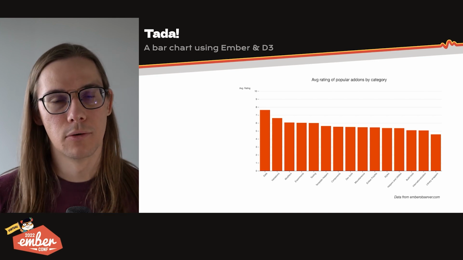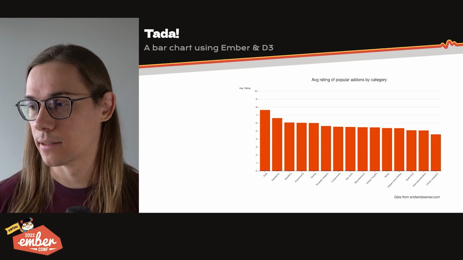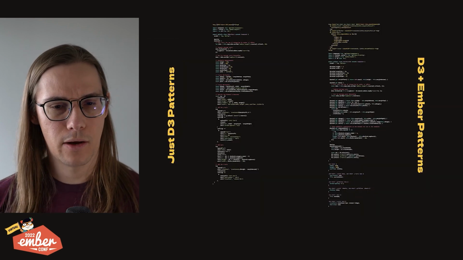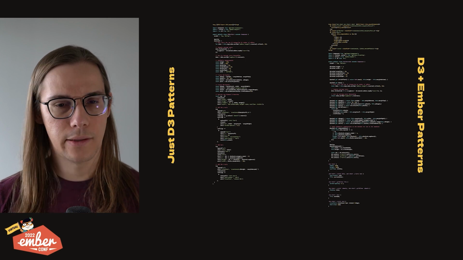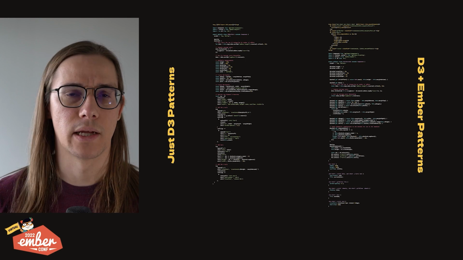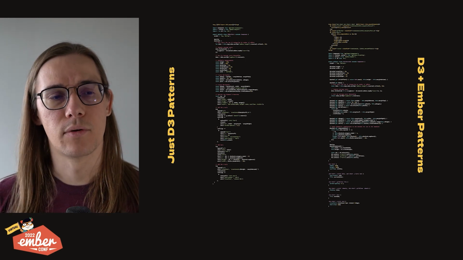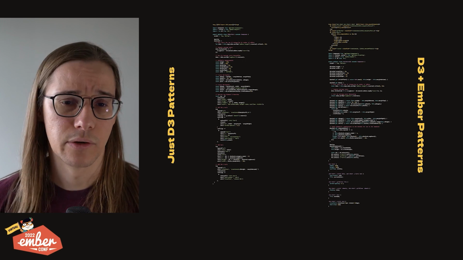Looks just like our other chart, which was the whole point, right? We didn't want to create a new chart. We wanted to create the existing chart with new patterns. And let's look at how the code ended up shaking out. Just D3 on the left, D3 plus Ember on the right. Immediately, you'll note that the Ember solution has more lines of code. Personally, I don't think lines of code is the end-all be-all metric of whether or not code is good. I'm sure you can agree with me there.